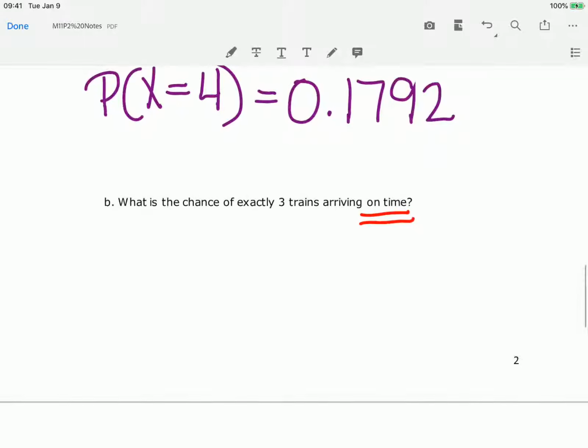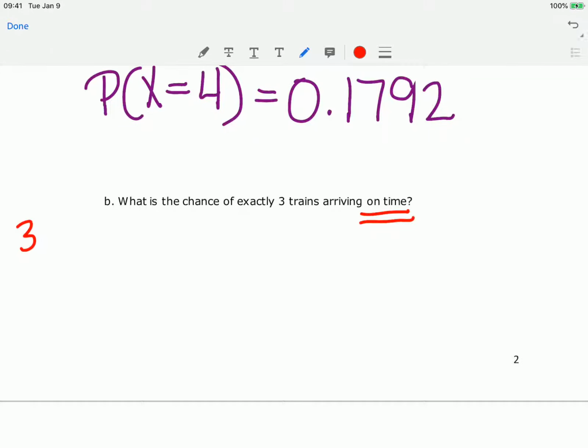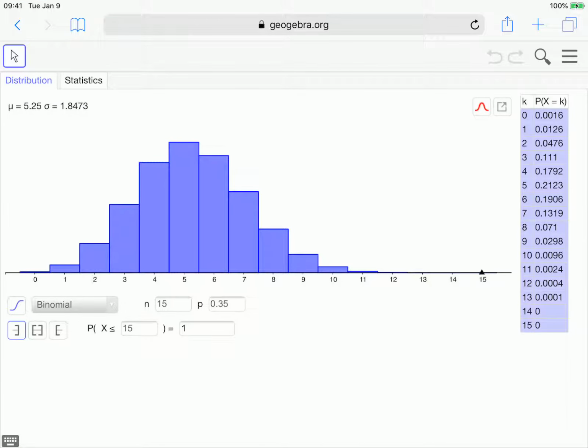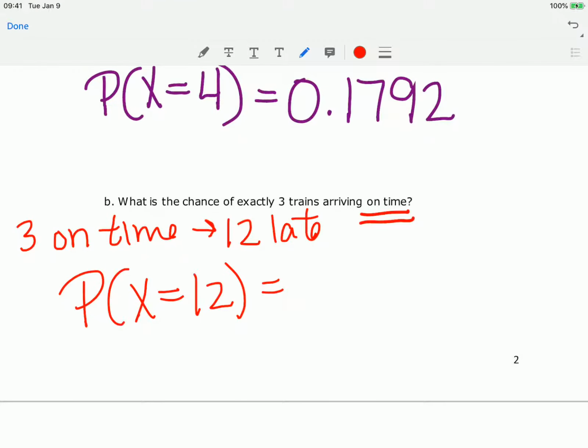Or what I think is easier is if there are 3 on-time trains, then that means there are 12 late trains. So the probability that 12 trains are late, looking at GeoGebra, come down here, 12 is 0.0004. So a very small probability that only 3 trains are on time.